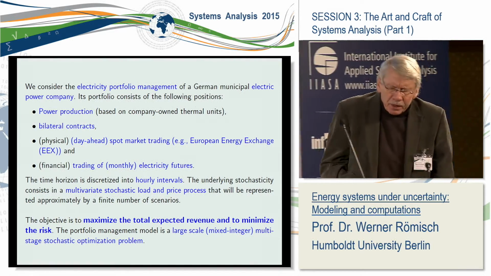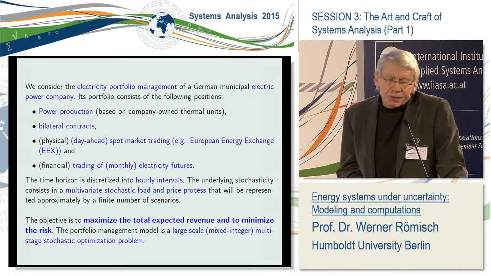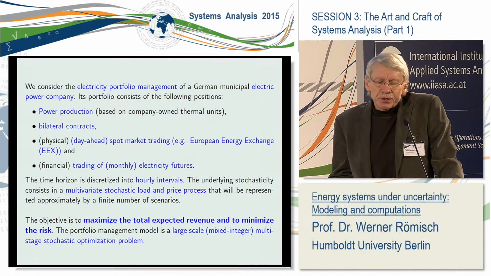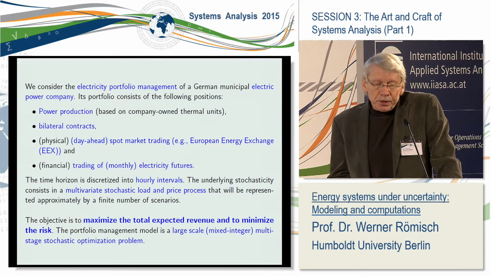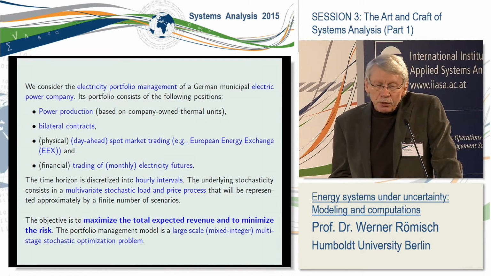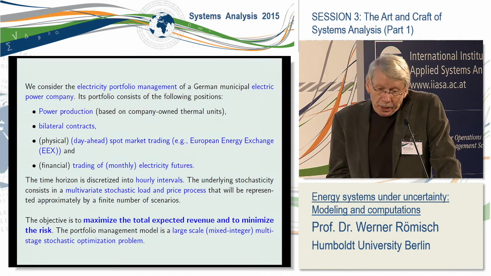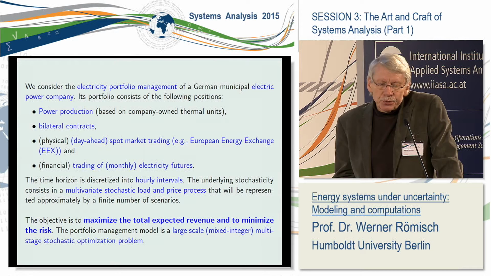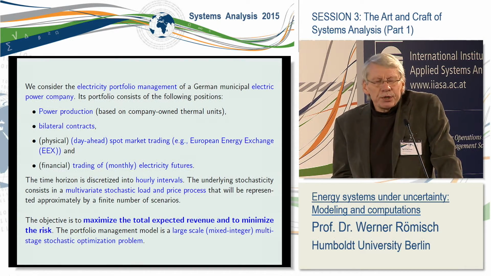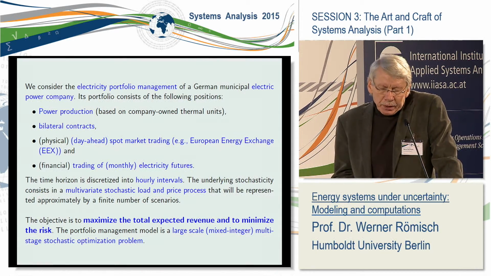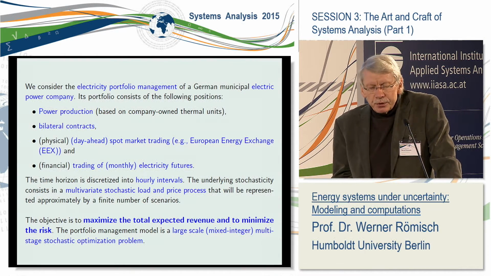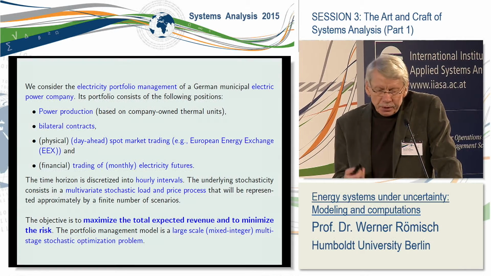A year has 8,760 hours. So this is the time discretization. For each hour, there are a number of decisions. So the model is really large scale, also already in the deterministic case. But we are in a stochastic situation due to the stochastic load and price process. Over a year, there is a lot of uncertainty. It's completely clear for the spot market prices, but also the load is uncertain due to weather uncertainties and many other things.